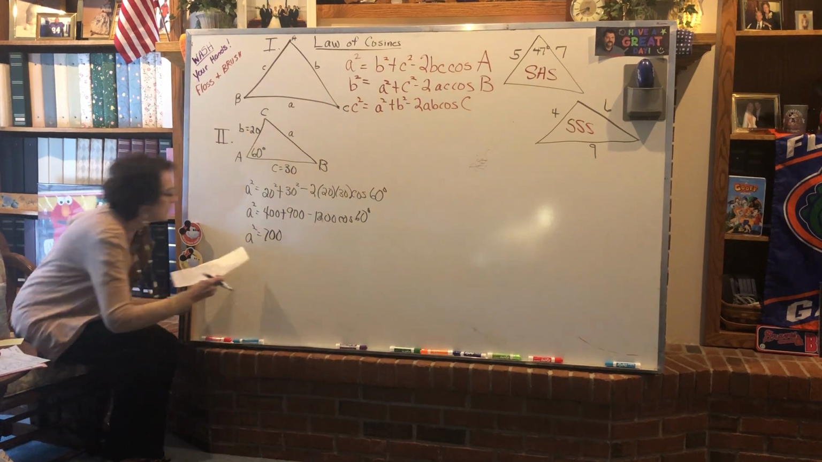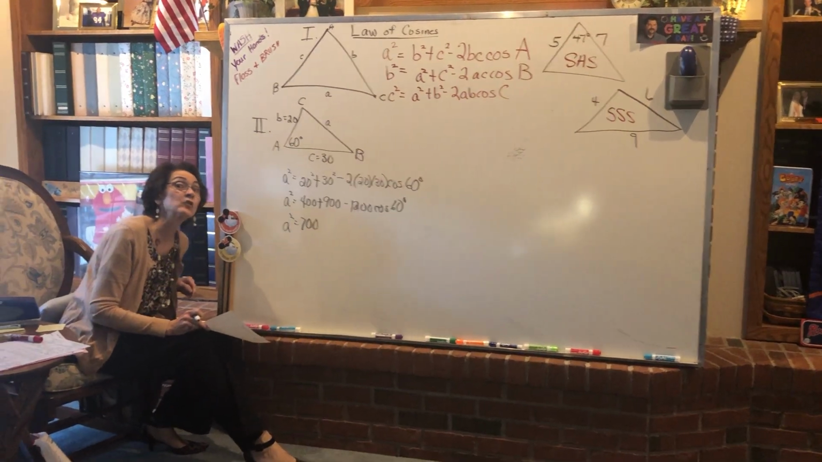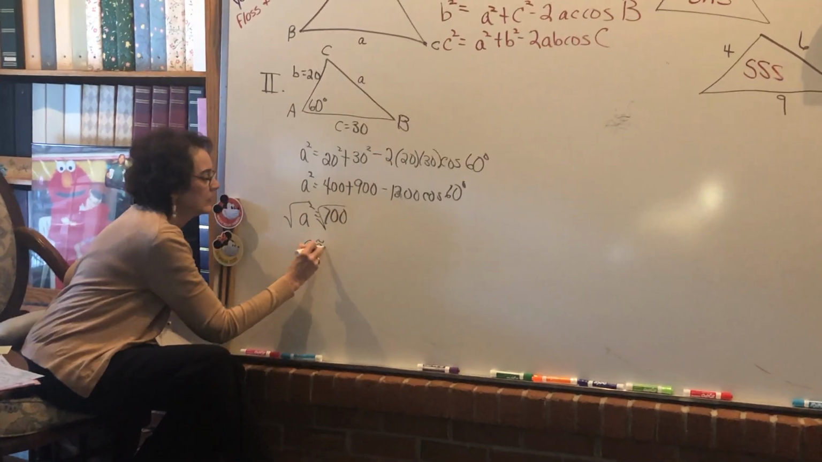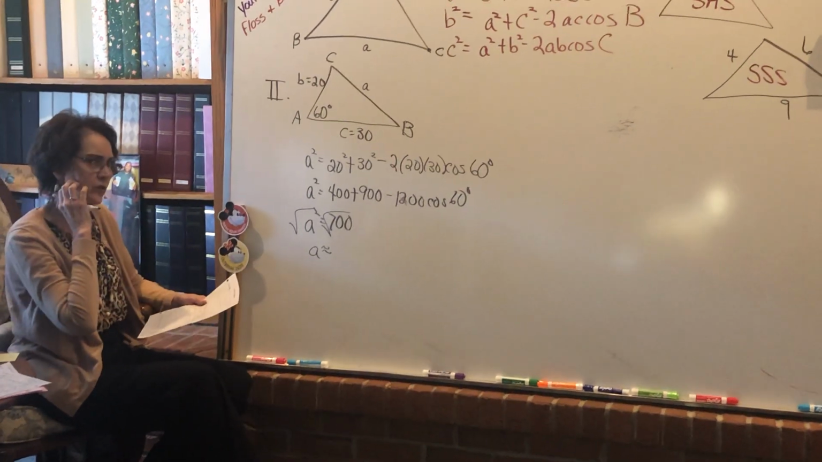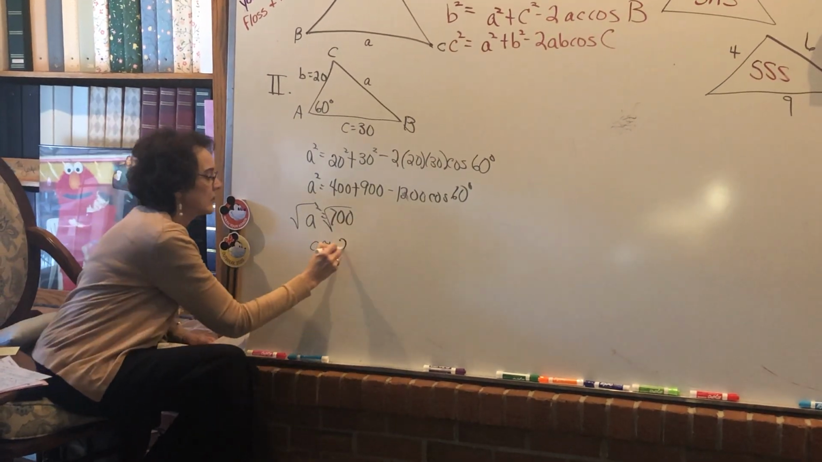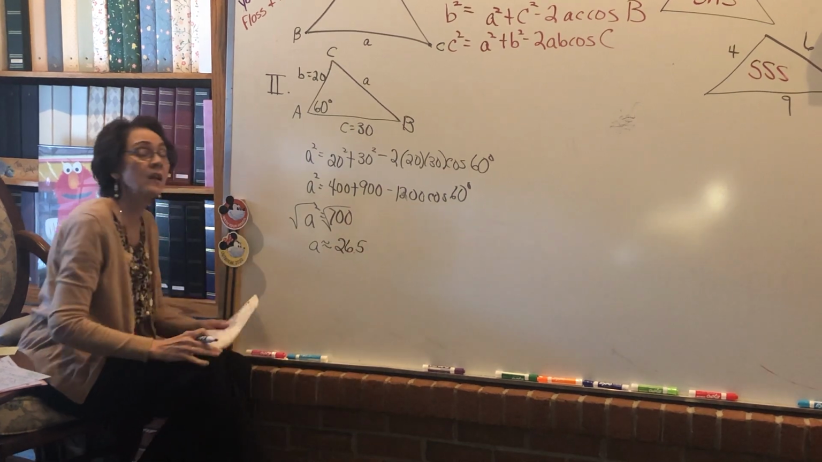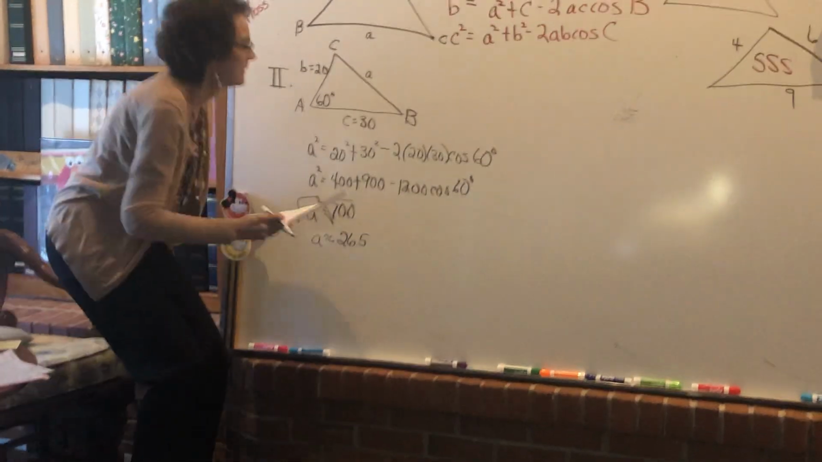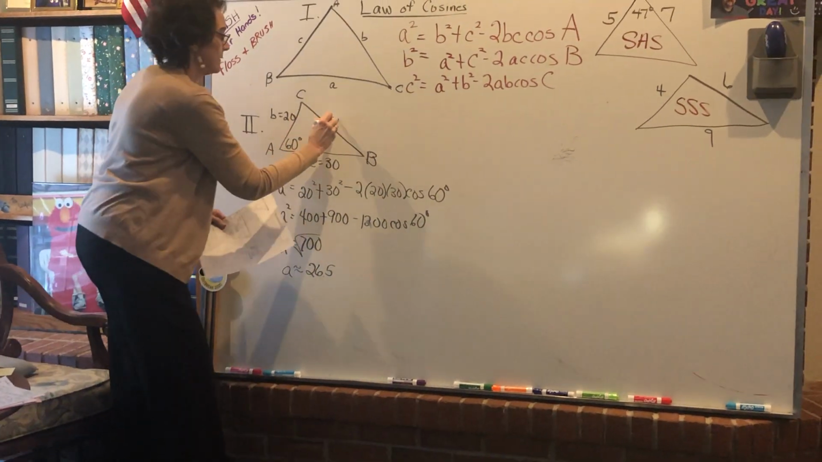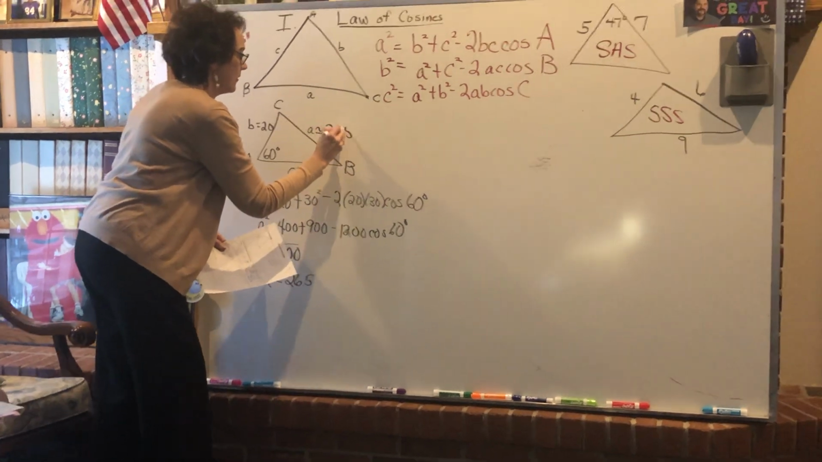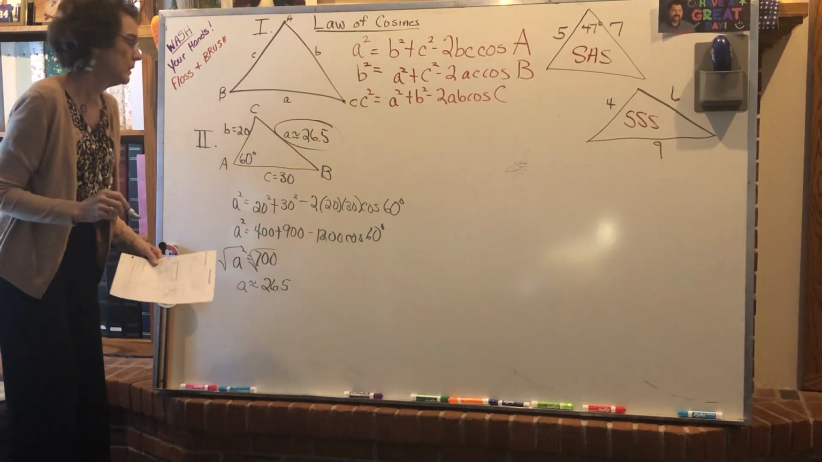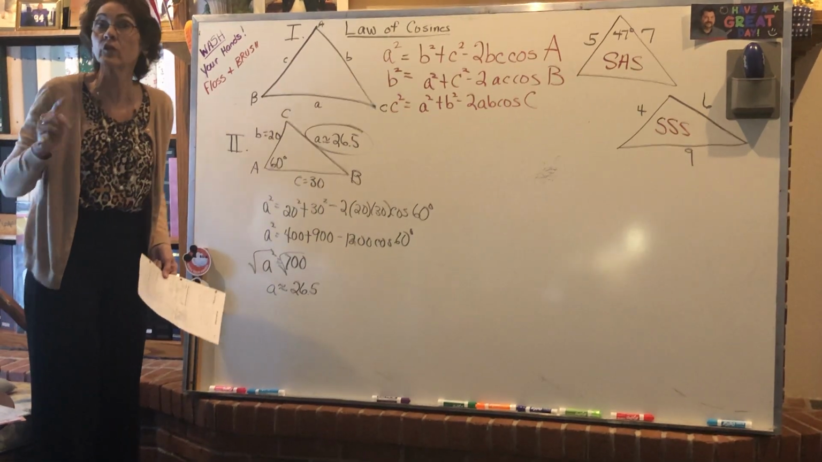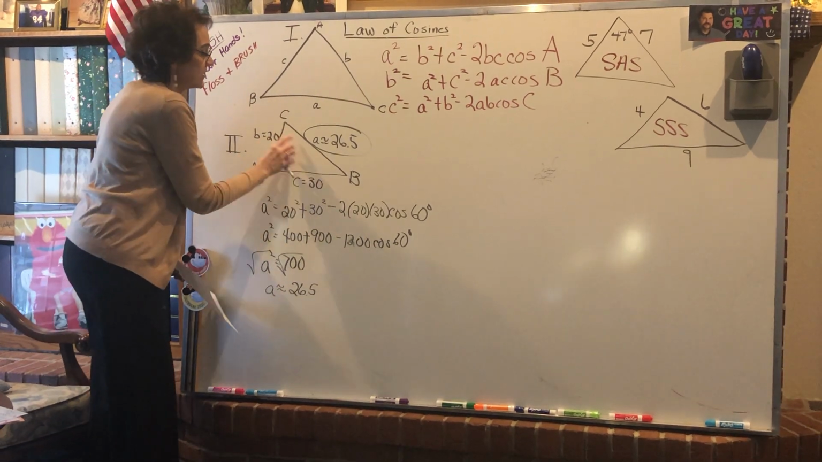Now, this is not A, it's A squared. So you have to square root both sides. And I think your book is having you round to the nearest 10th. So it's approximately 26.5. So A, approximately 26.5. Well, we're not finished. To solve a triangle, you have to find all 3 sides and all 3 angles. So we need to know what these two are.